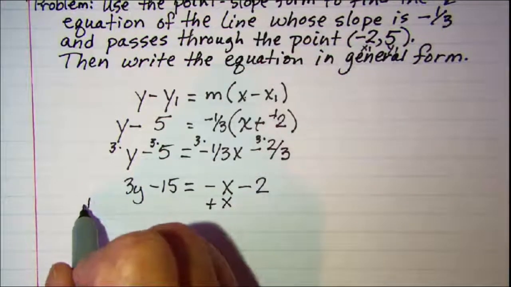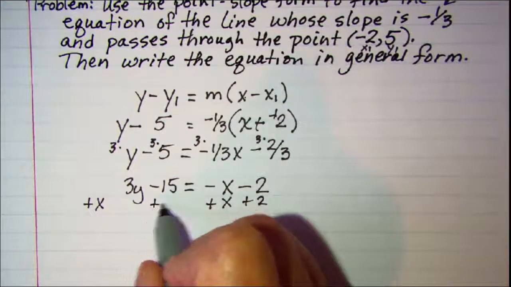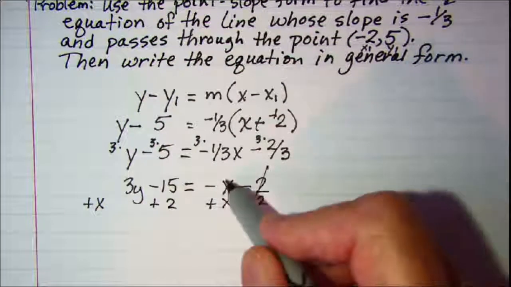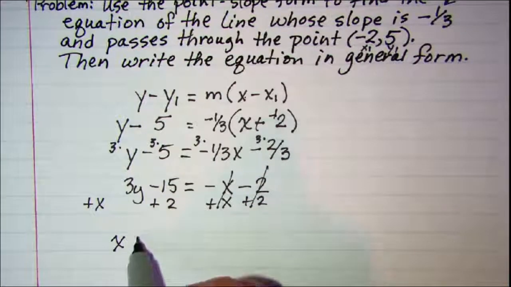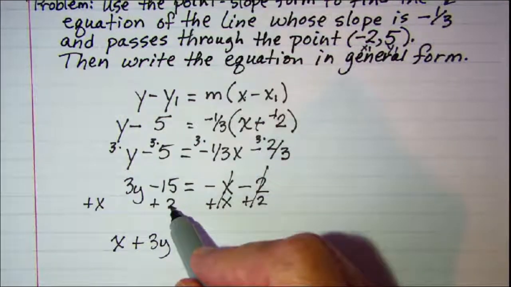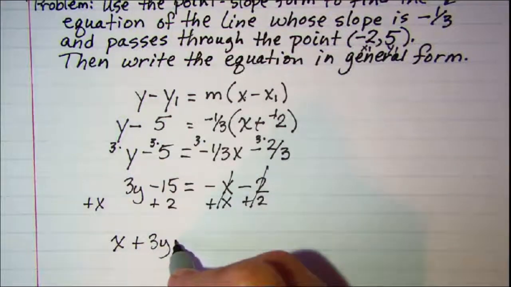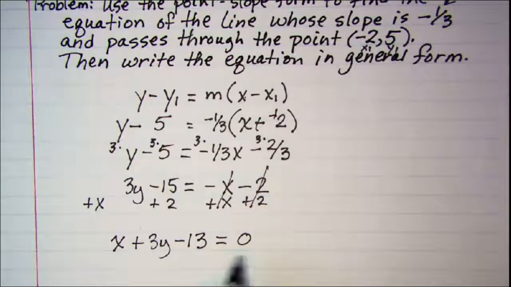So I'll add x to both sides, and I'll add 2 to both sides. These cancel, and I now have x plus 3y. -15 and a +2 is -13, and that's equal to 0. And there's my general form.